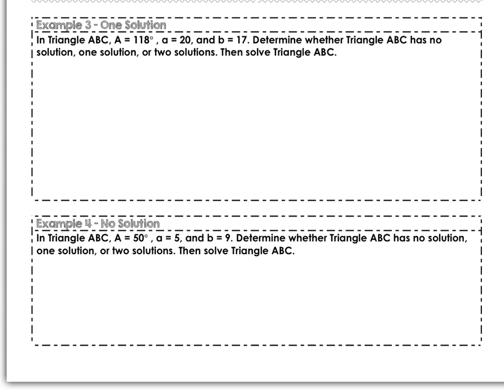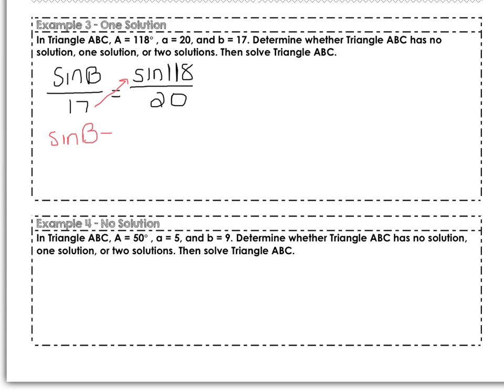Because I was given a side B, the first thing I'm going to solve for is the angle B. So I'm going to use the relationship of sine of B over 17 is equal to the sine of 118 degrees divided by 20, because this is the first firm relationship we have. First, I'm going to multiply both sides by 17. So we get sine of angle B is equal to 17 times sine of 118 all over 20.